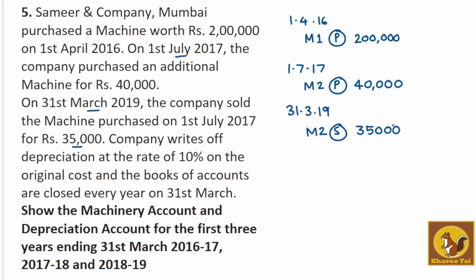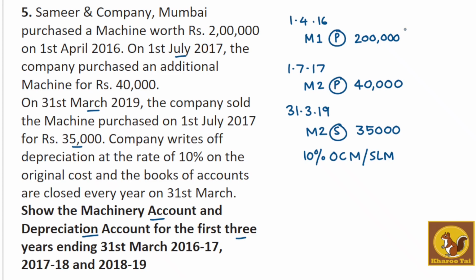Company writes off depreciation at the rate of 10% on the original cost. So that is 10% on original cost method, that is straight line method, right? And the books of accounts are closed every year on 31st March. Show the machinery account and depreciation account for the first 3 years ending 31st March 16-17, 17-18 and 18-19.